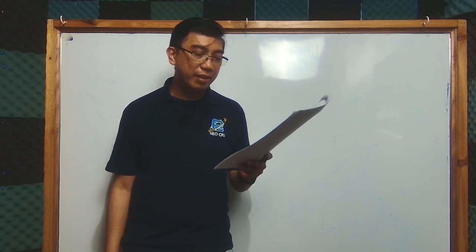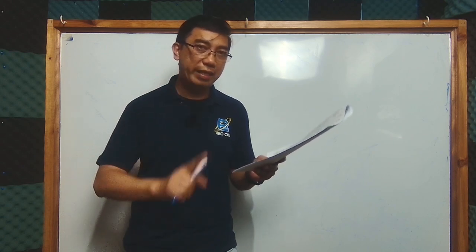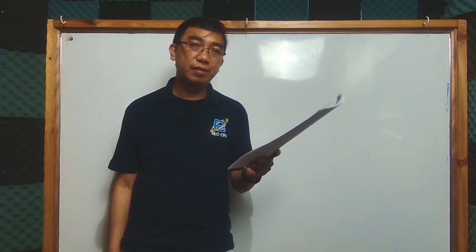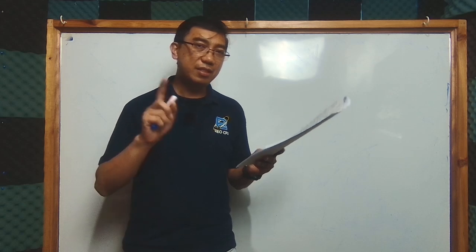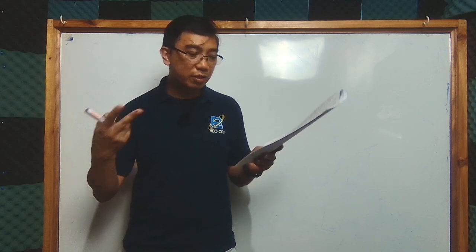Ibig sabihin nun, ang variable overhead ni blender is 6 pesos. I-note mo kagad yun at importante yon. Kay electric mixer naman class, 32. So, 2 hours yan. So, 2 hours, magkano variable niya? 6 pesos per hour times 2, 12 pesos ang variable ni electric mixer.